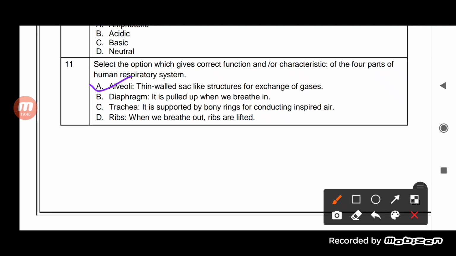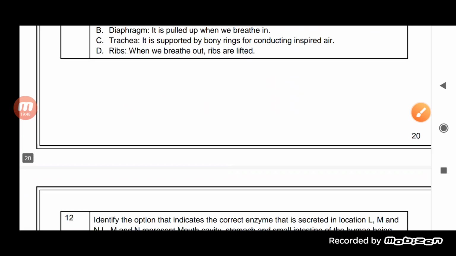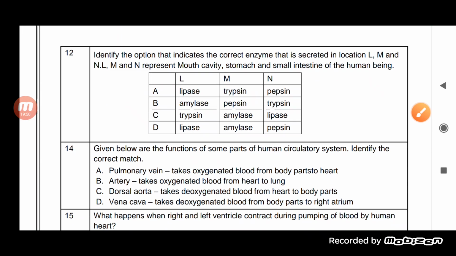Blood capillaries have surrounded the alveoli also. Identify the options that indicate the correct enzyme that is secreted in location L, M and N. L, M and N represent mouth cavity, stomach and small intestine of the human being.